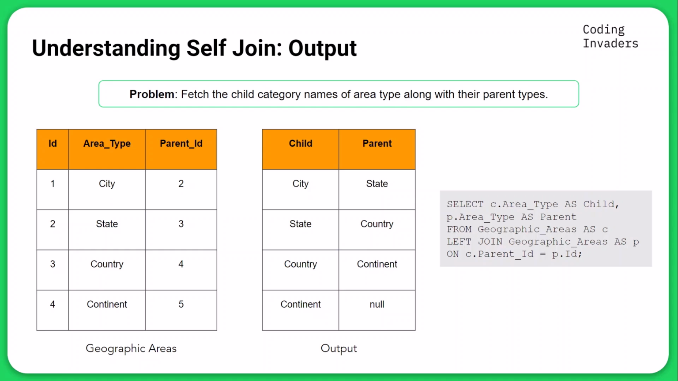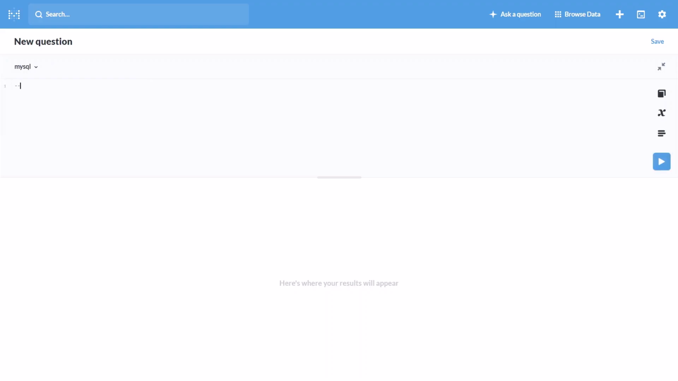So wonderful. Let's now see the output on Metabase. As usual, let's first have a look at the geographic areas table.